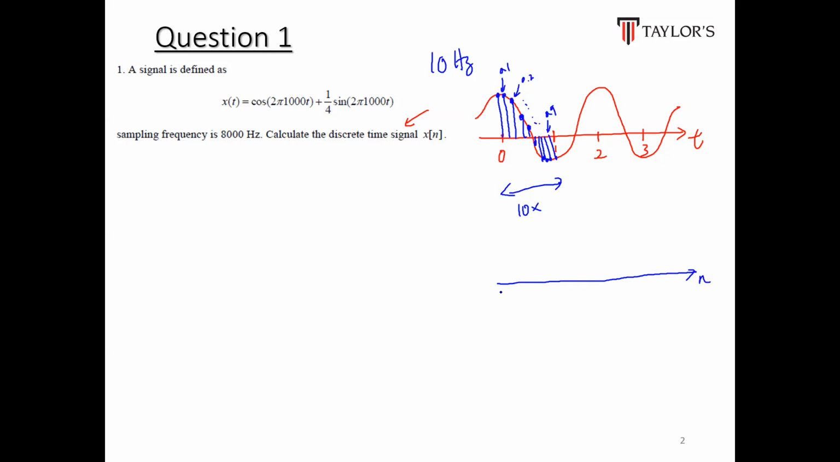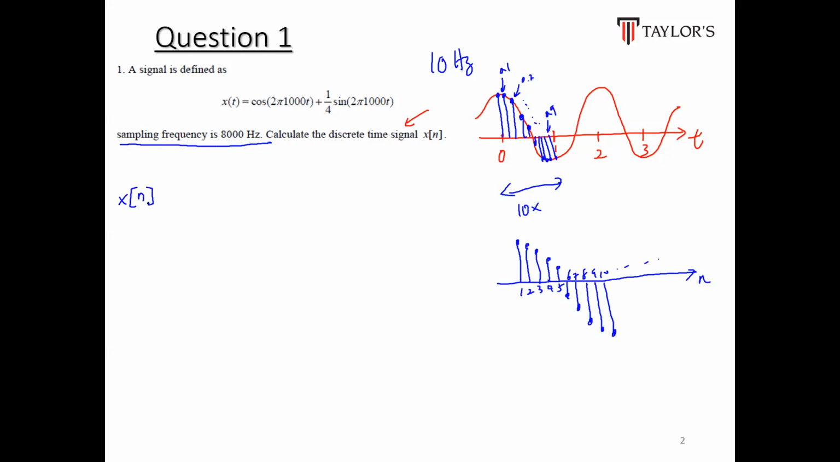So the signal will look like this. Let me draw out 1, 2, 3, 4, 5, 6, 7, 8, 9, 10. And this is the signal that you always see. Of course, there are more. Now, in this question, it says that the sampling frequency is 8,000 hertz, and then it asks us to find out what x[n] is.